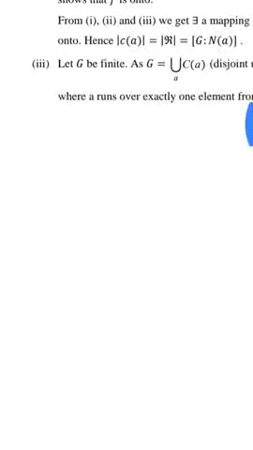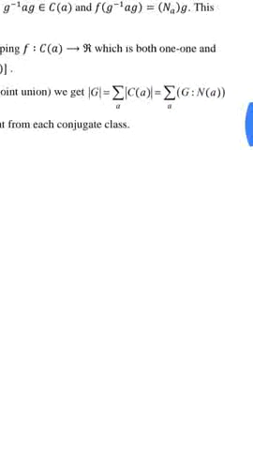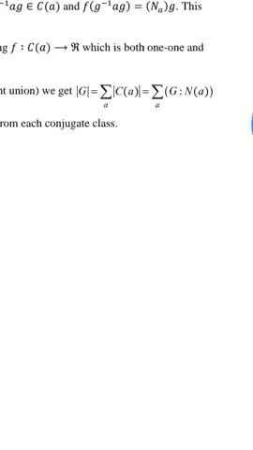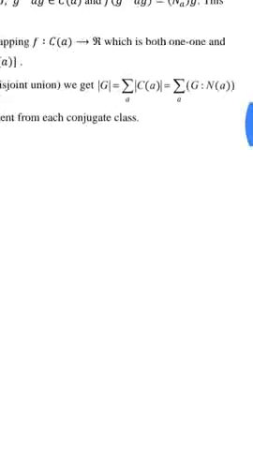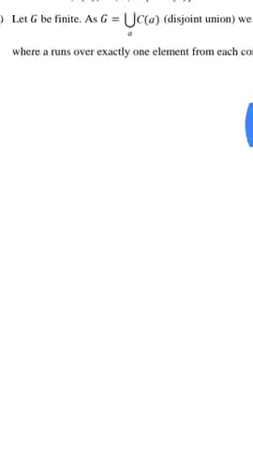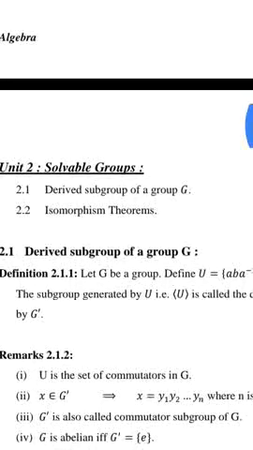Let G be finite. G is equal to the disjoint union of C(a) over a. We get the cardinality of G is equal to the summation of the cardinality of C(a) over a, which is equal to the summation of the index of G over N(a) over a, where a runs over exactly one element from each conjugate class, and this is our main task.